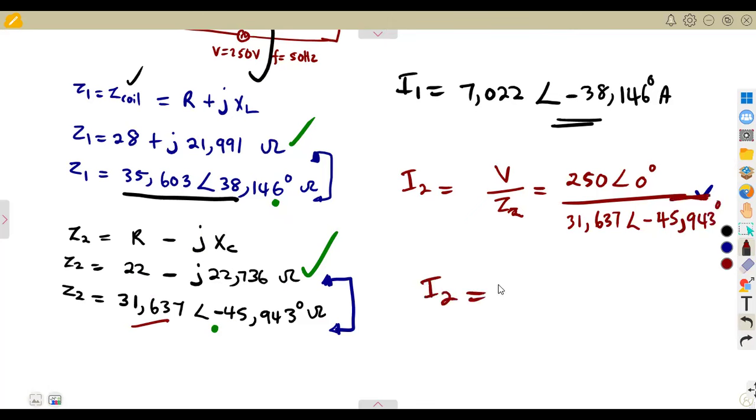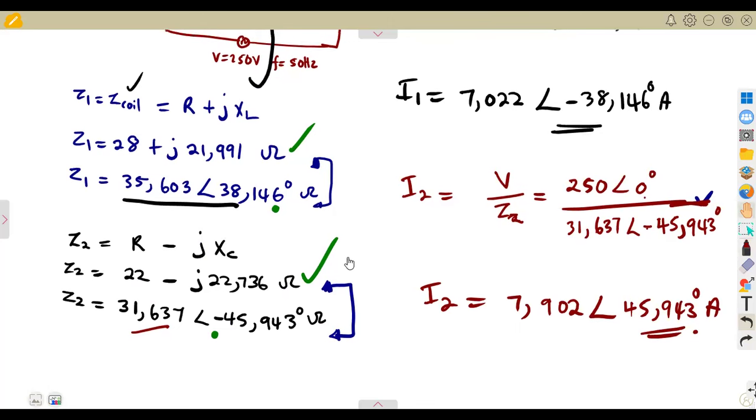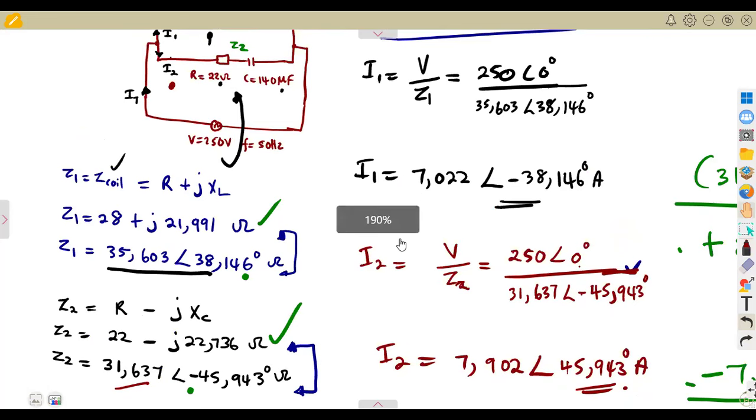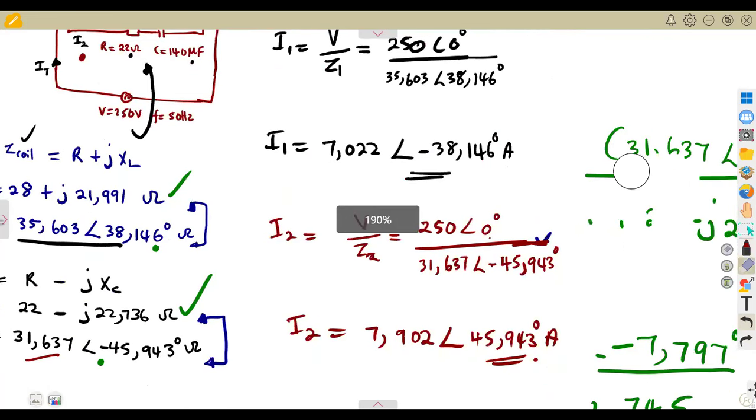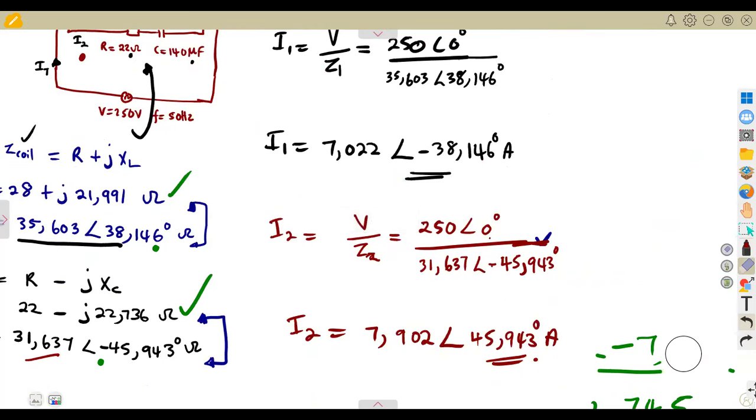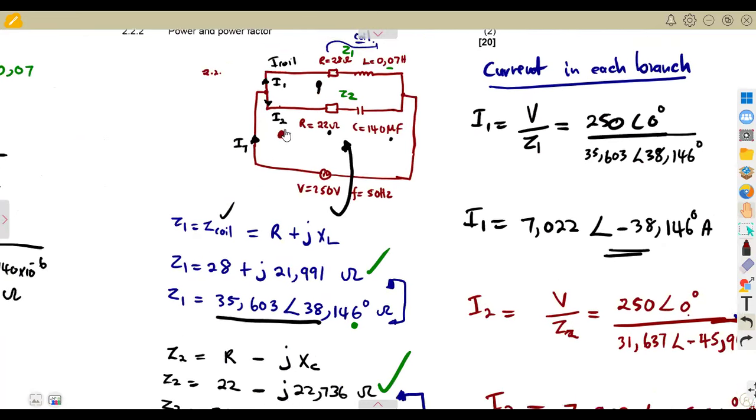You're going to have I2. So dividing the numbers separately, that was going to give us 7,902. Then you subtract the angles in polar form. If you're dividing, subtract, that's 0 minus, it will be a plus 45,943 degrees. So that is our current I2. So we managed to calculate the current that is in each branch, the current across the coil, and also the current across the RC circuit. Remember, we had an RC circuit and an RL circuit in this case.